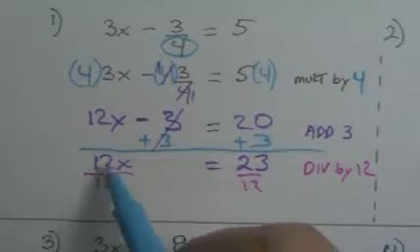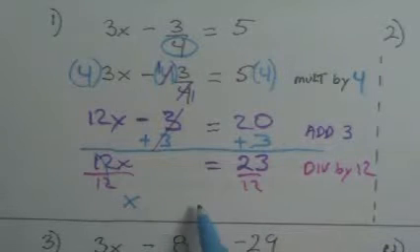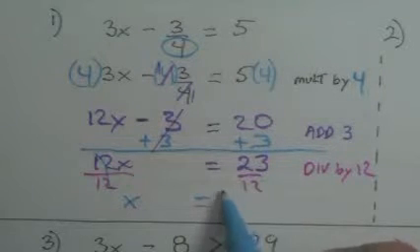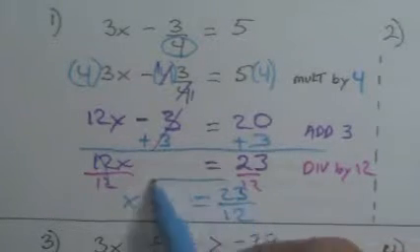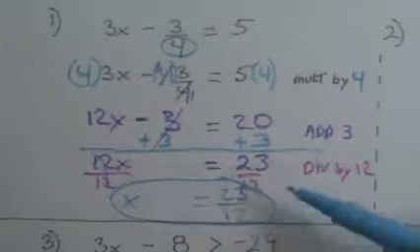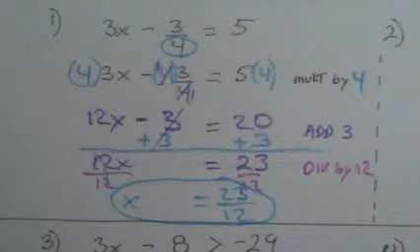What happens is that's gone. And you're left with x. And over here, that's your answer right there. 23 over 12. We'll just leave it an improper fraction.